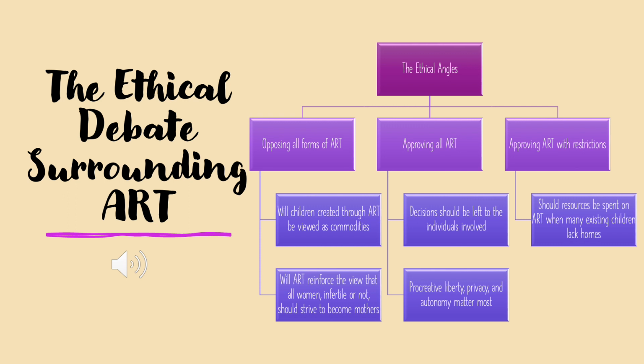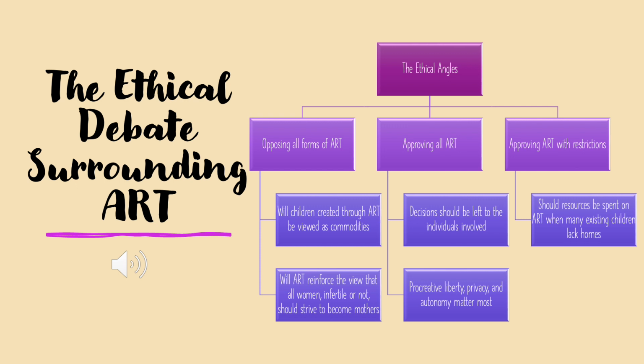There are those then that are completely approving of ART, and they base it under principlism and specifically autonomy, saying that the decision should be left to the individuals involved, and that ART is a form of procreative liberty, privacy, and again, autonomy is the matter of purpose. So those opposing ART, maybe those who have natural law as their ethical background, say what comes naturally, and ART is not natural. It's using technology to perform what the body is not able to fulfill naturally.